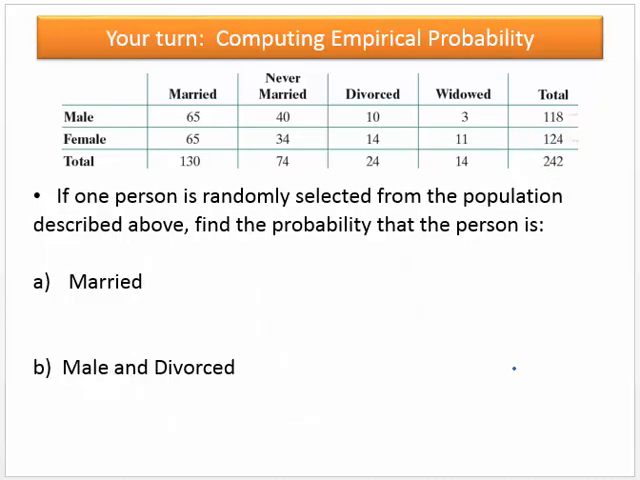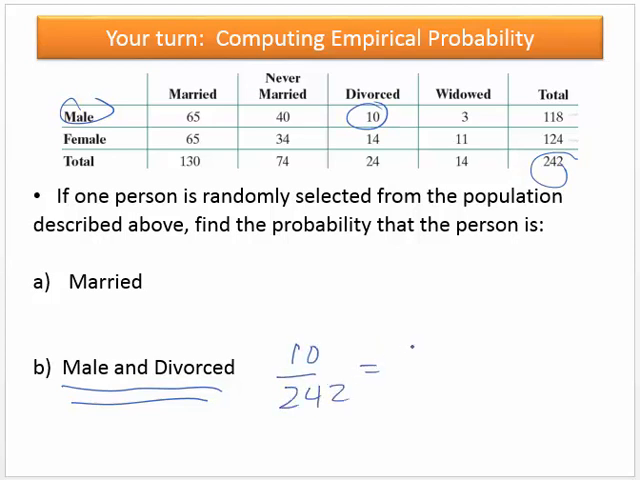Okay, looking at that same, how about if we randomly selected someone from that apartment complex? Find the probability that the person is, let's go down to this one, male and divorced. Okay, well, there's male and there's divorced, so it'd be 10 out of 242. 10 out of 242, and then that could simplify to 5 out of 121, and we could change it to a decimal if we wanted.